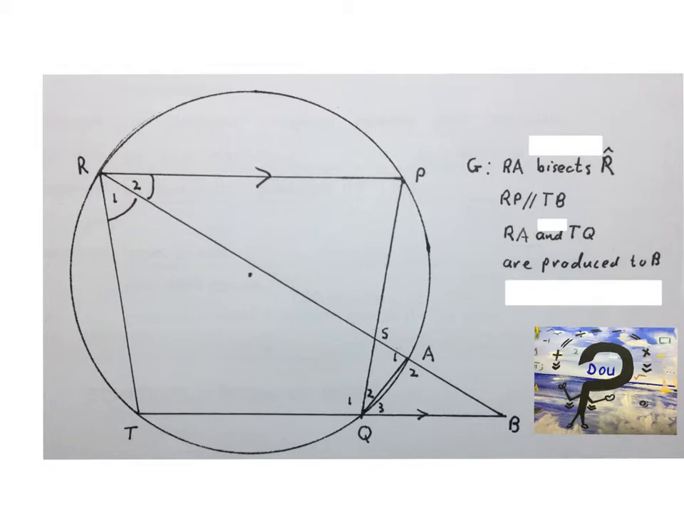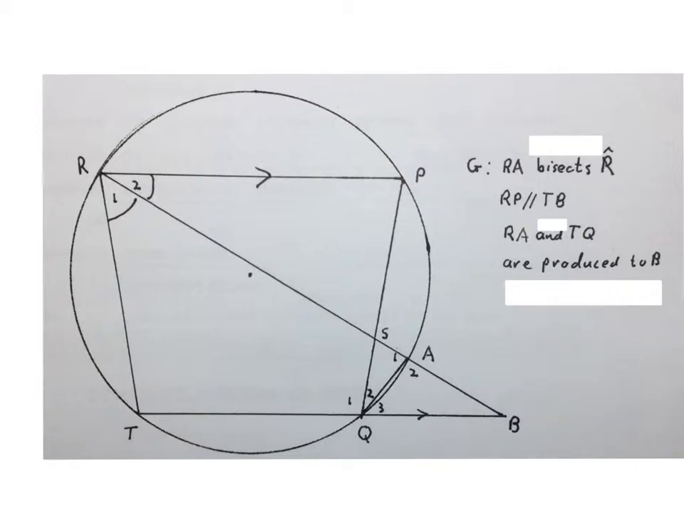Good day. In this video, we're going to try and help you to solve this circle geometry problem. Remember that the given part next to your sketch is very important. The road here, RA, bisects angle R. So that line cuts that angle in half. It means those two angles are going to be equal.